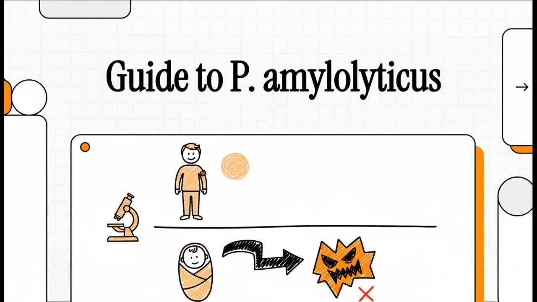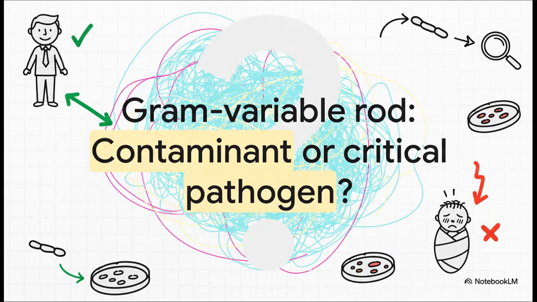Welcome to The Explainer. Today, we're getting our hands dirty with a fascinating microbe, Paenibacillus amylolyticus. Is this thing just environmental dirt showing up in our cultures, or is it a genuinely dangerous pathogen we need to worry about? We're going to get to the bottom of that question in this deep dive, and just so you know, all the information we're covering comes from a comprehensive review of scientific literature put together through a Gemini deep search.